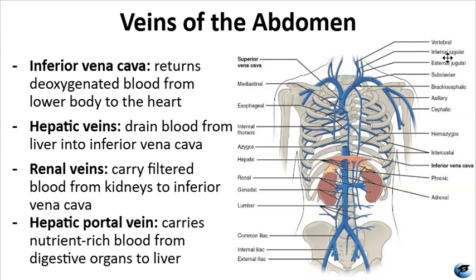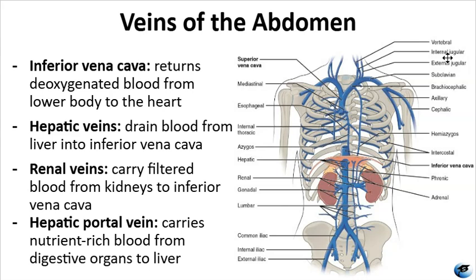The hepatic veins drain blood from the liver into the IVC. This includes blood filtered from the liver, particularly from the digestive tract. The renal veins carry filtered blood from the kidneys. Notice how both kidneys have direct drainage into the IVC.